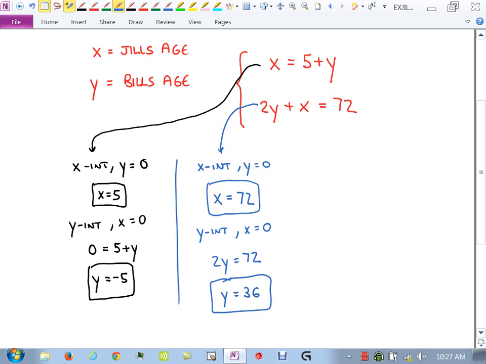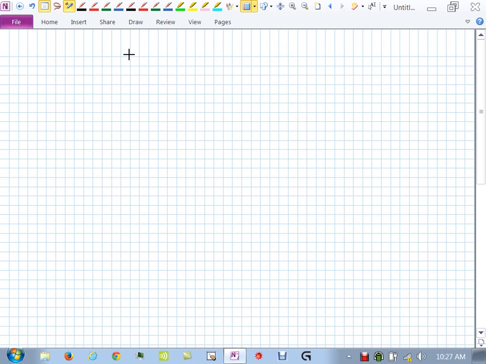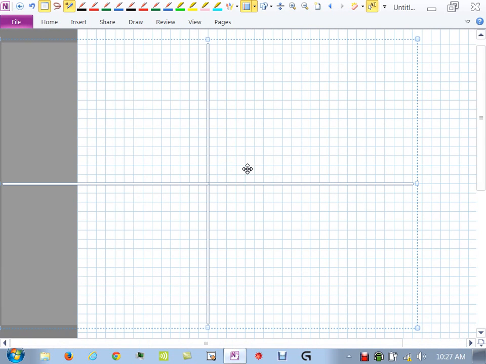Okay, here we go. Let's try and graph these, see if we can make something happen. I'm going to use a rather large graph here. Whoa.